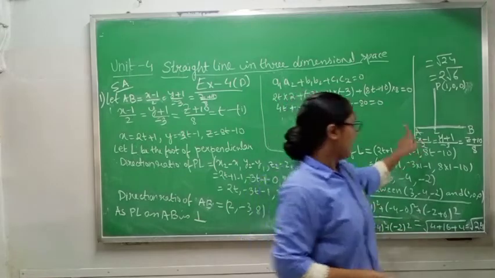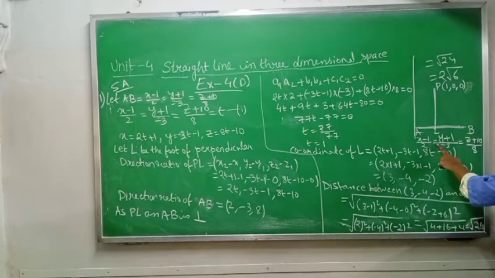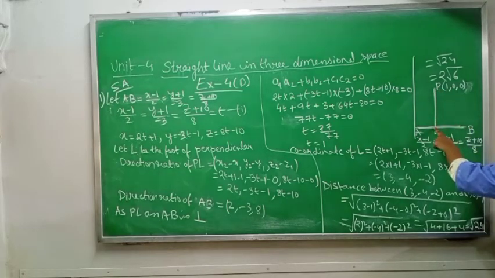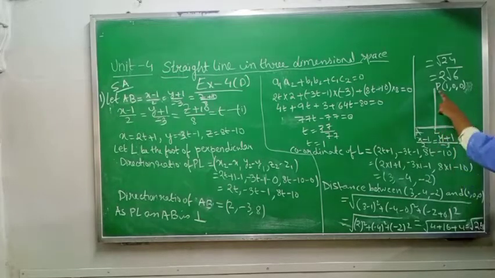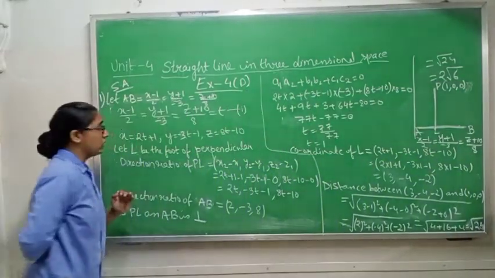Okay? So AB is a line and the line is (x minus 1)/2 equals (y plus 1)/minus 3 equals (z plus 10)/8. P is any point, from P the perpendicular is drawn and the foot of the perpendicular is L. Okay, and the coordinate of L we have to find. And P is given (1, 0, 0). Understood up to here? Now come back to the solution.